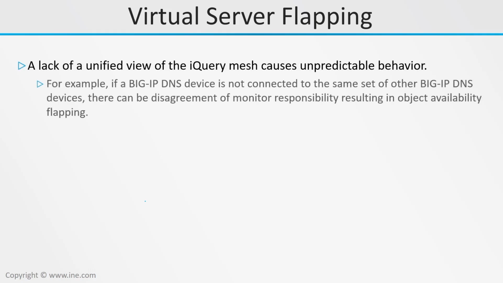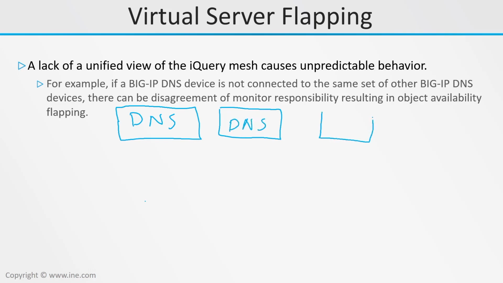Virtual server flapping can happen via a lack of a unified view of the iQuery mesh, which causes unpredictable behavior. For example, if you have a BIG-IP DNS device that is not currently connected to the same set of other BIG-IP DNS devices, this can cause a disagreement of who's monitoring a specific object, a virtual server. So let's say you have a DNS device over here, and another one over here, and a third over here.